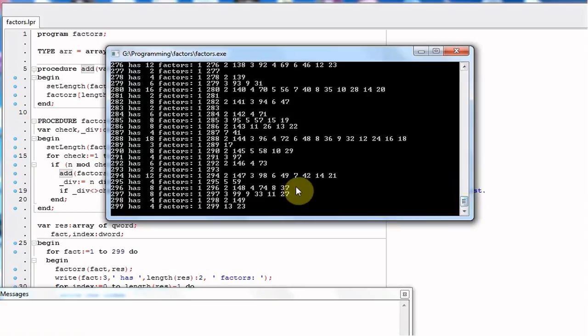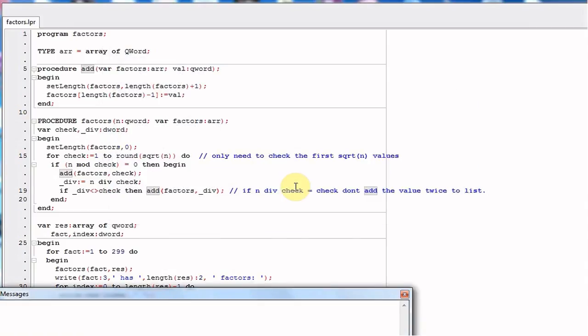So that's it. That's the algorithm. Pretty simple, pretty straightforward. The only optimization is that if I want to find out how many factors 100 has, instead of checking from 1 to 100, all I have to do is check from 1 to 10. So the square root of n is the optimization here. And from one check, I get 2 factors.